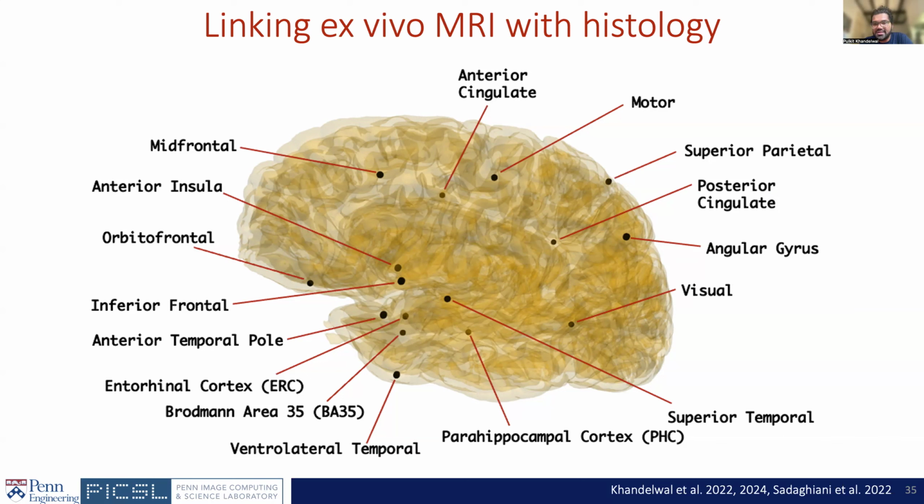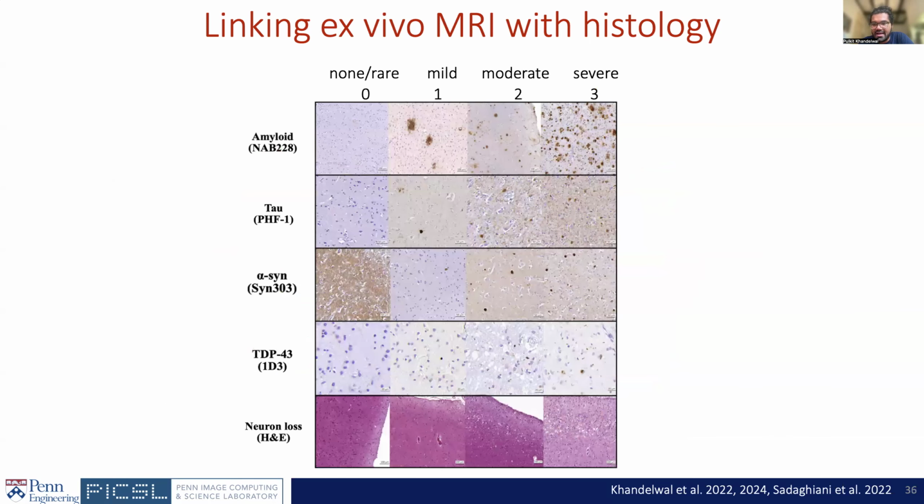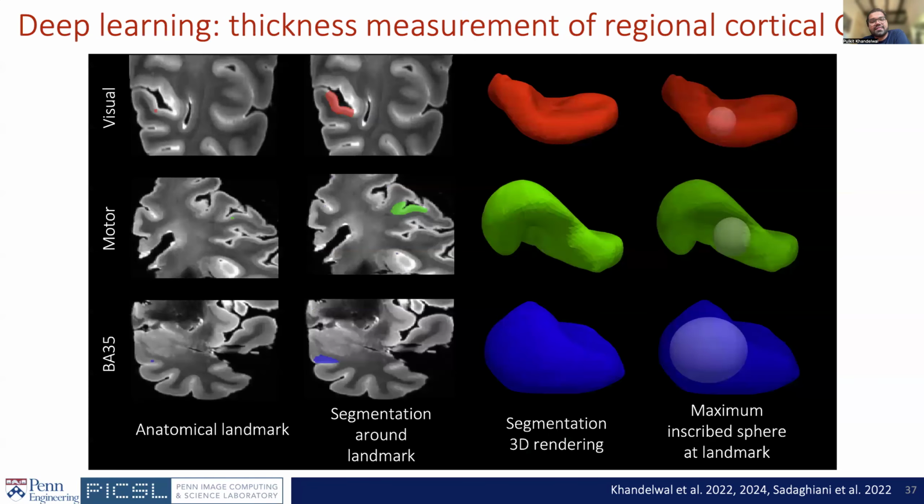In these regions, we obtained semi-quantitative ratings of tau, TDP-43, amyloid beta, alpha-synuclein, as well as neuronal loss. And we assigned a rating of 0 to 3, going from rare, mild, moderate to severe. Additionally, we also obtained ratings of CERAD score, Braak stage, and CDR score for each of the specimens.